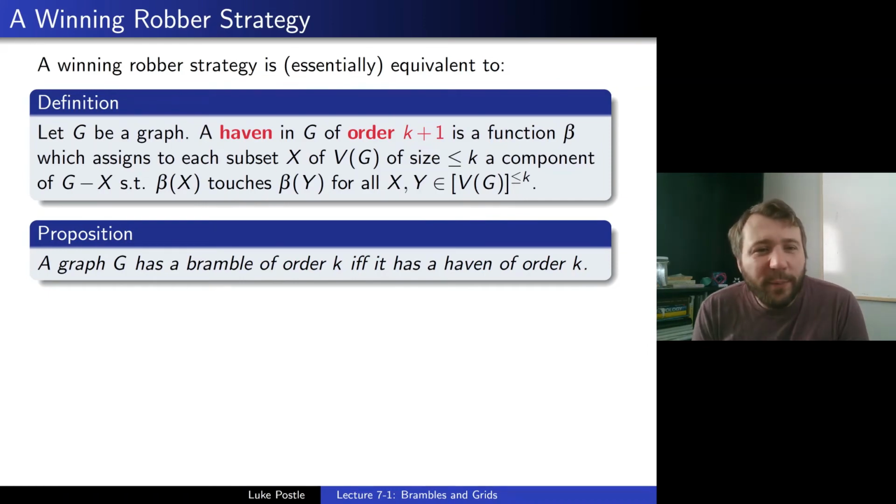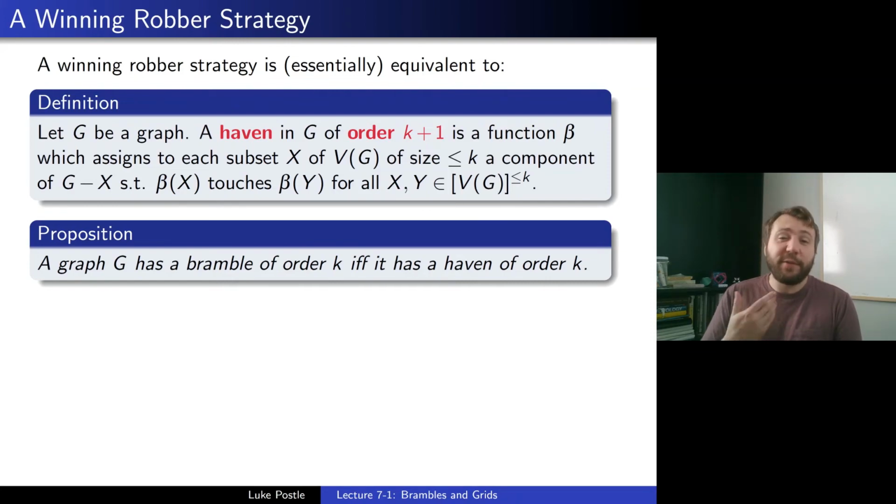And here's a nice proposition on how cops and robbers relate back to brambles and tree width. A graph G has a bramble of order k if and only if it has a haven of order k. In the definition there, I wrote k plus 1 to align with the k cops, but let me just prove this with k and k instead of k plus 1 and k plus 1.